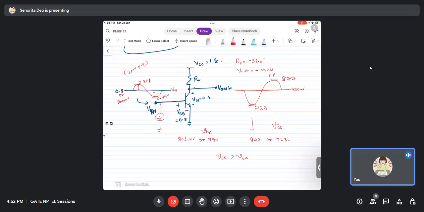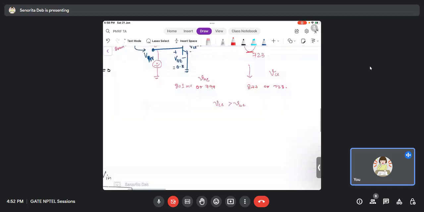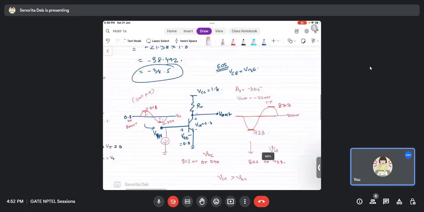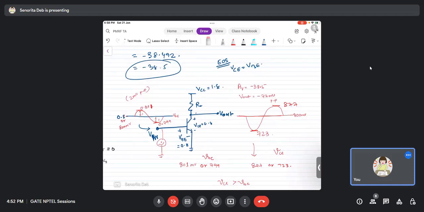What will happen now if I try to make the gain high? What will happen is that the transistor may come out of the active region into the saturation region, and then the output waveform will look something like this. It will clip off. We will see in the next example. Till now, did you understand what I am saying? So it is very important.